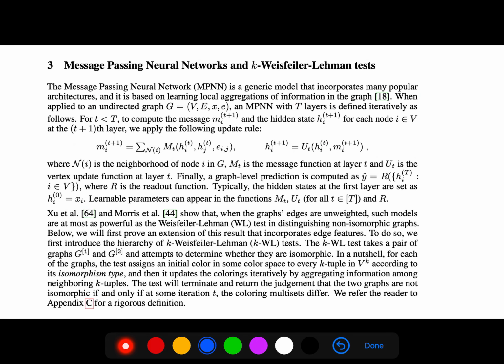So the message passing neural network is a generic model that incorporates many popular architectures, and it is based on learning local aggregations of information in the graph. When applied to an undirected graph, an MPNN with T layers is defined iteratively as follows. And N is the neighborhood of node I.